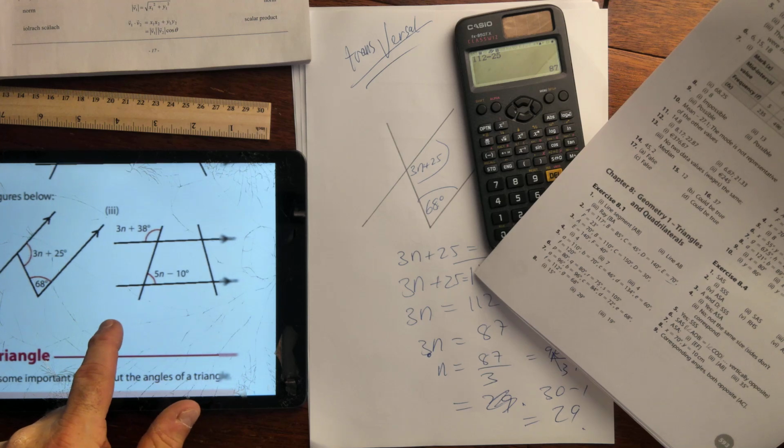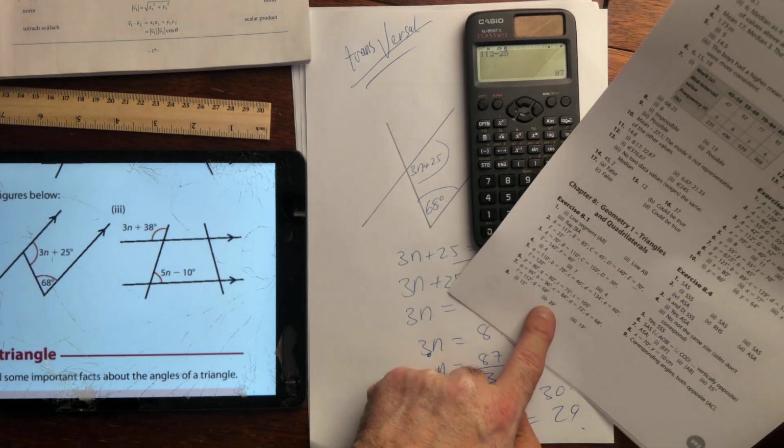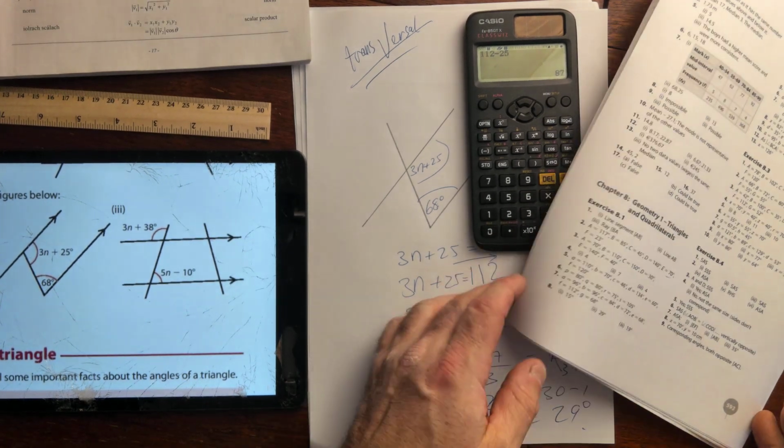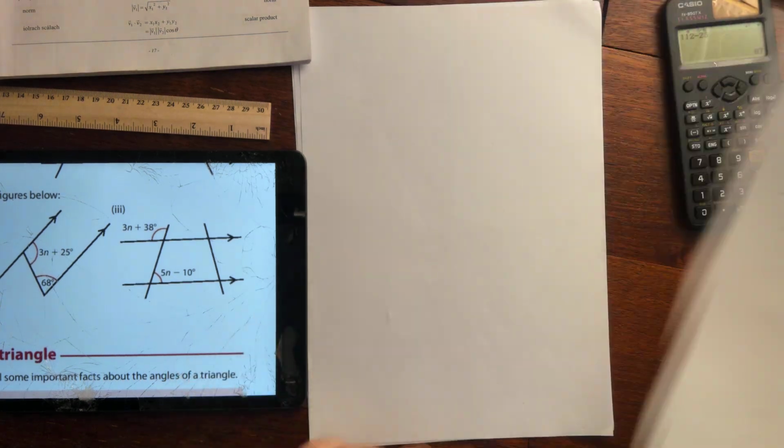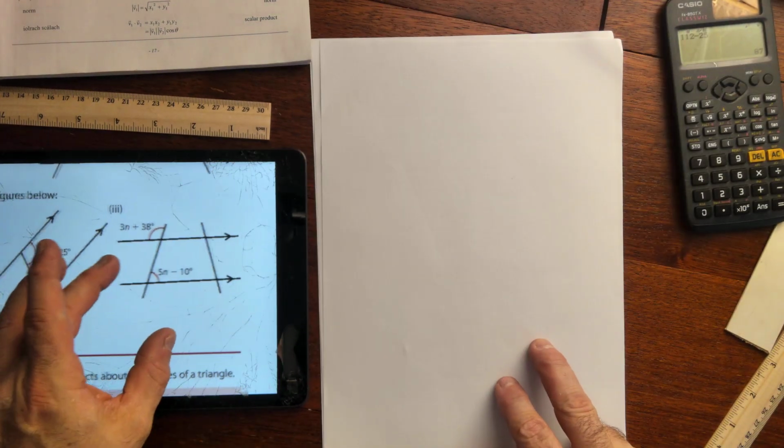29. Oh, I have one more to go, and I thought I was finished. But I did get 29 degrees here. Aren't we great? Except I forgot the degrees. One to go. And that was one heck of a homework.